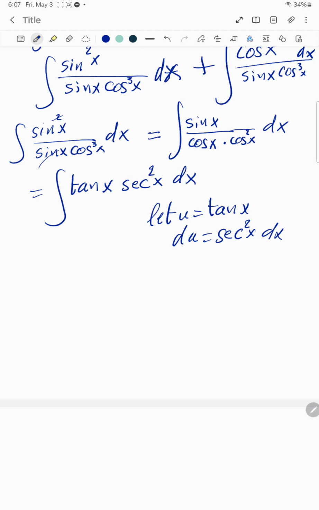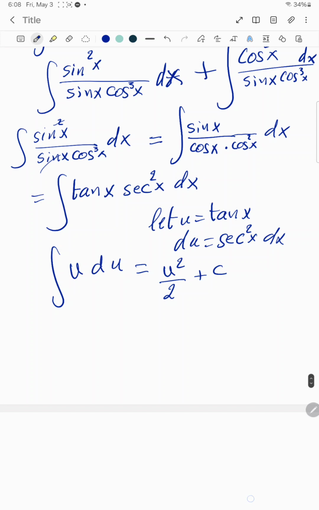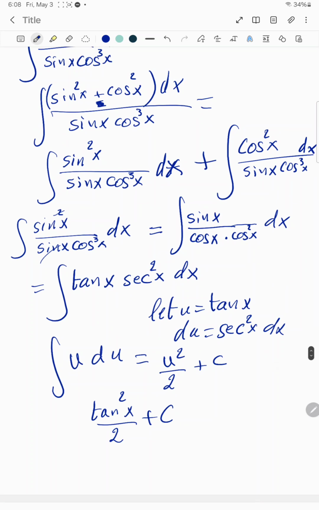So my integral of tan x sec square of x becomes integral of u du, which is equal to u square divided by 2 plus c, and then I replace u by its value. It becomes tan square x divided by 2 plus c. So this is the first part of my integral. I solved this here. Now I want to solve the second part.